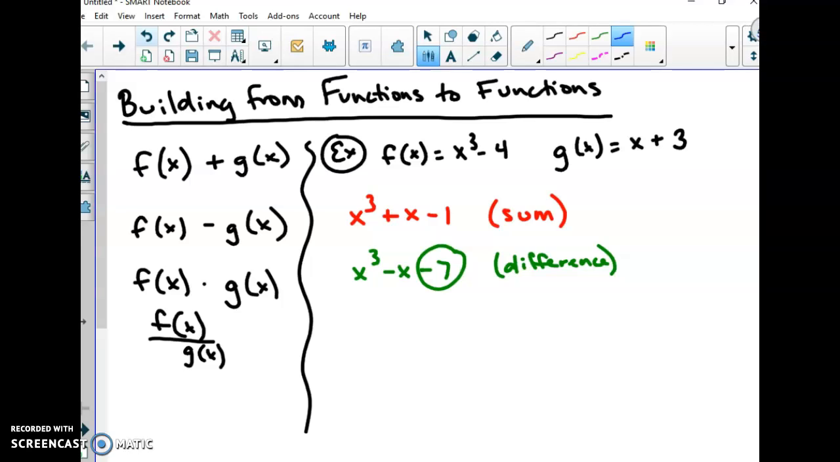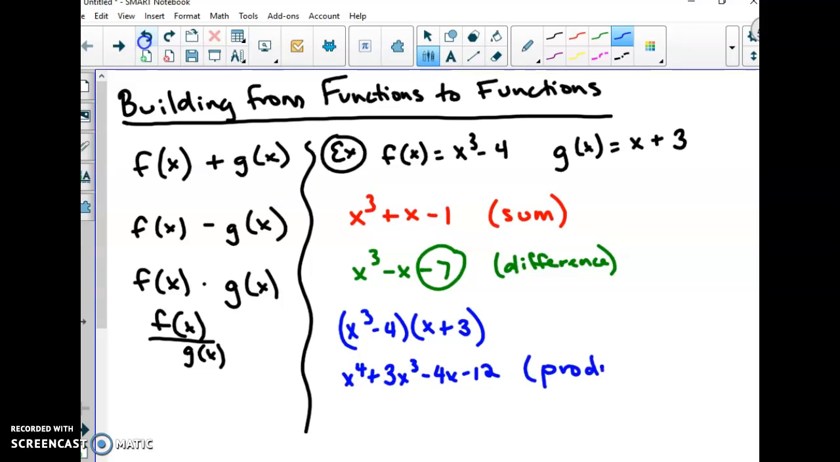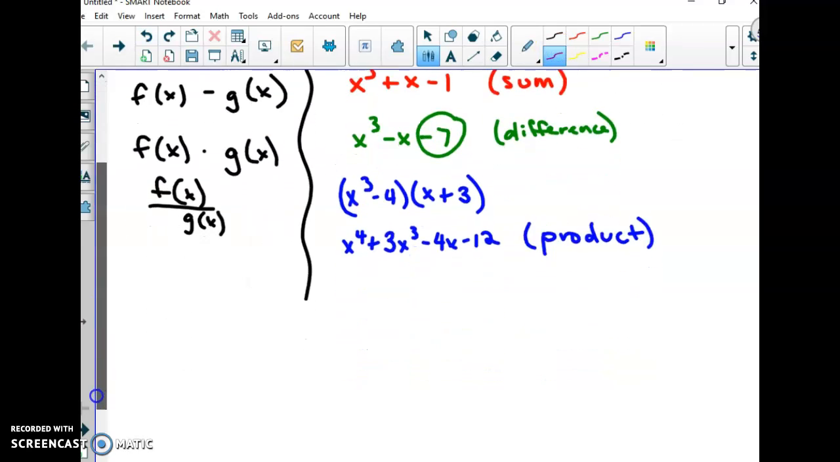Multiplication. This one gets a little bit trickier just because you need to do a little bit of distribution. Not a big deal. The next one is the one that most people probably don't remember, and that's okay. It's the division one.